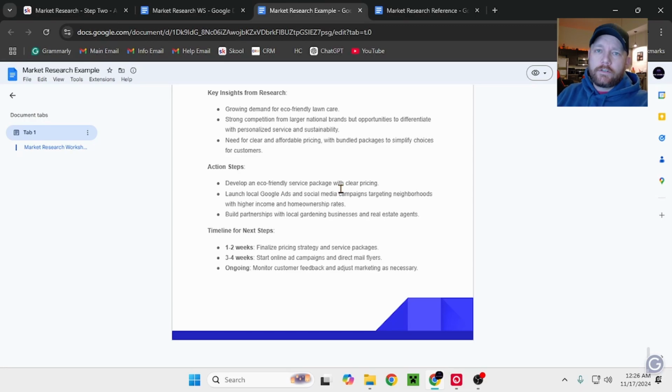So do this research, fill out the forms, put in the work. Like I say, all you have to do is follow the steps. I say this every time. Follow the steps, okay? All the forms are down below. The market research example, the worksheet, and the market research reference are all down below. The list of services form is there.